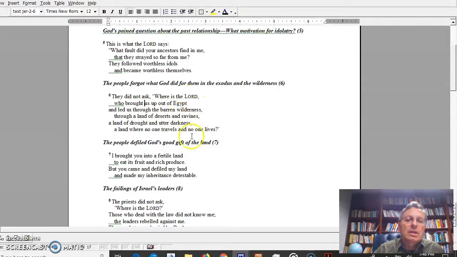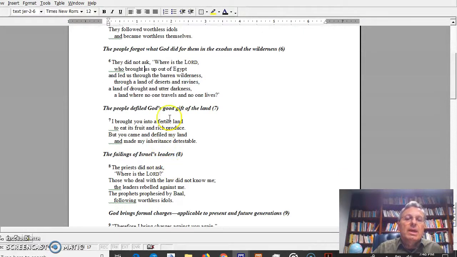So they didn't ask, where is the Lord who brought us out of Egypt, who led us through the wilderness? And then there's a lot of explanation about the wilderness. Clearly, God took care of them in a difficult time. God did stuff for them, but they forgot God. They came to the land, which is wonderful. It's a gift. And they defiled it. They made it a detestable place by what they did in the land.